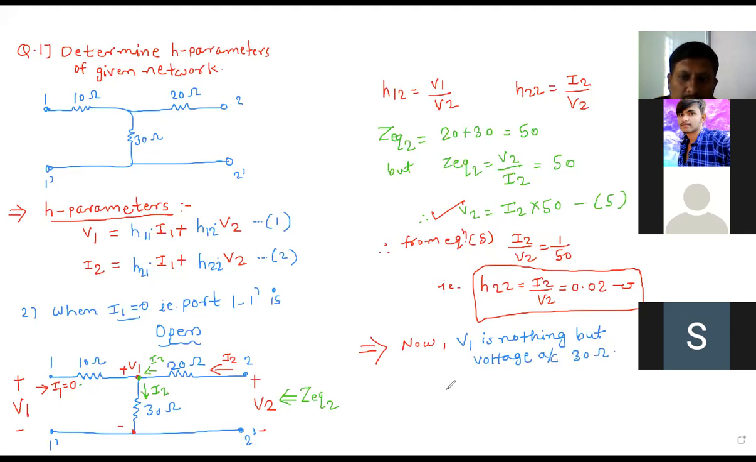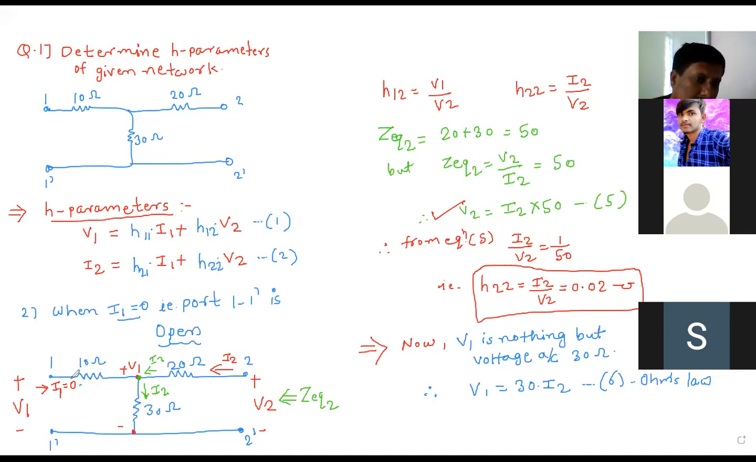Voltage across 30 ohm. Therefore, V1 is equal to 30 into I2. This is equation number 6, and this comes by Ohm's law. Okay, because the current in it will be I2. Many of the students are having confusion about which current is flowing through 30.